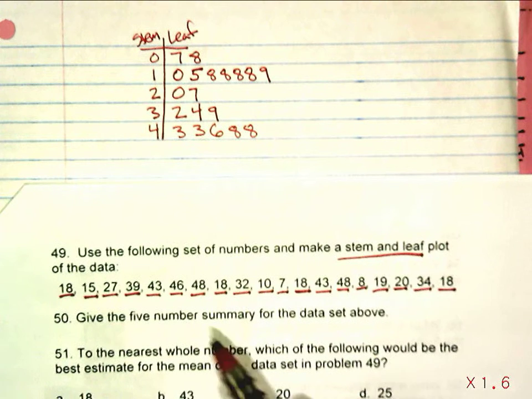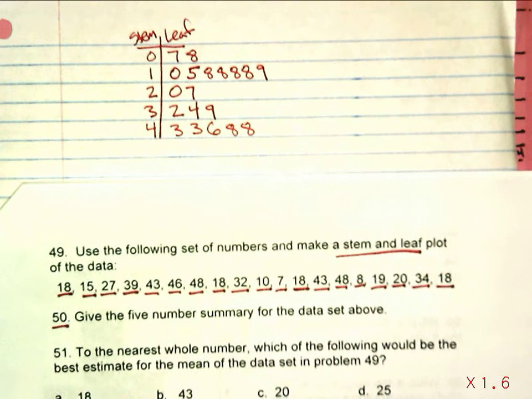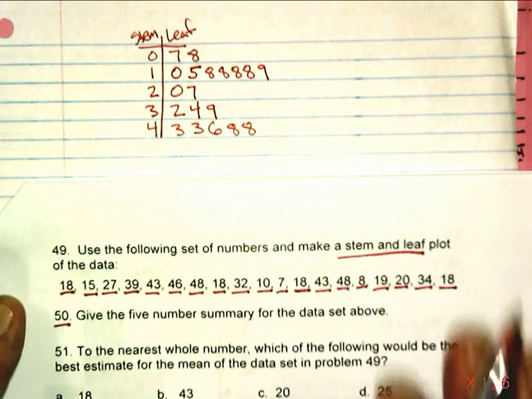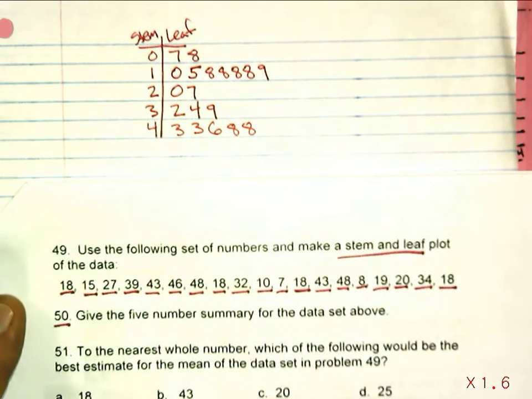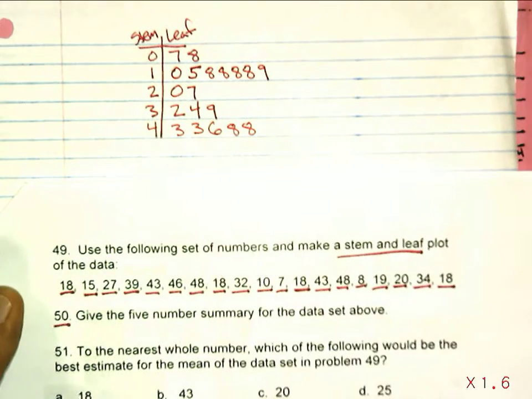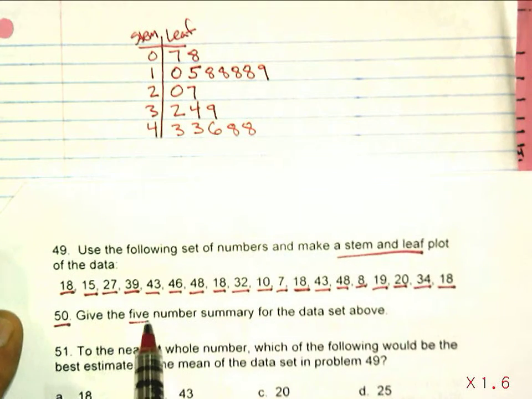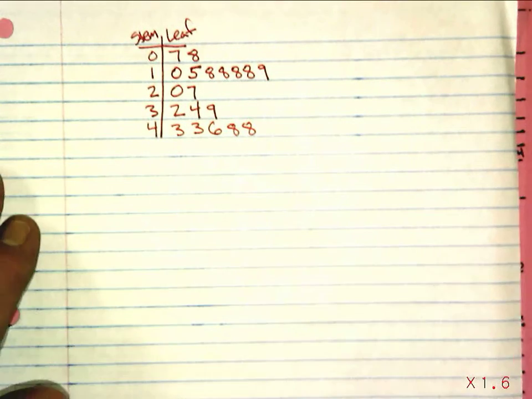And now I'm going to move right into the next problem, because the stem and leaf plot is intended to help me answer question number 50, which is the 5-number summary for the data set that I just found. So as I find all those numbers and put them in a stem and leaf plot, now I can find the 5-number summary.